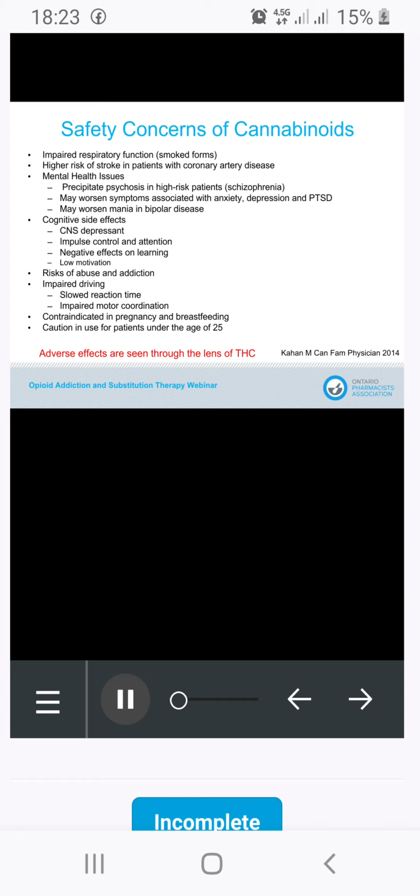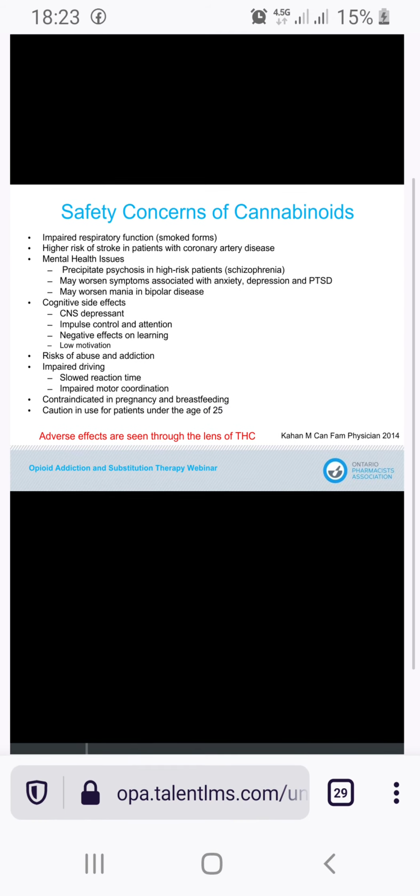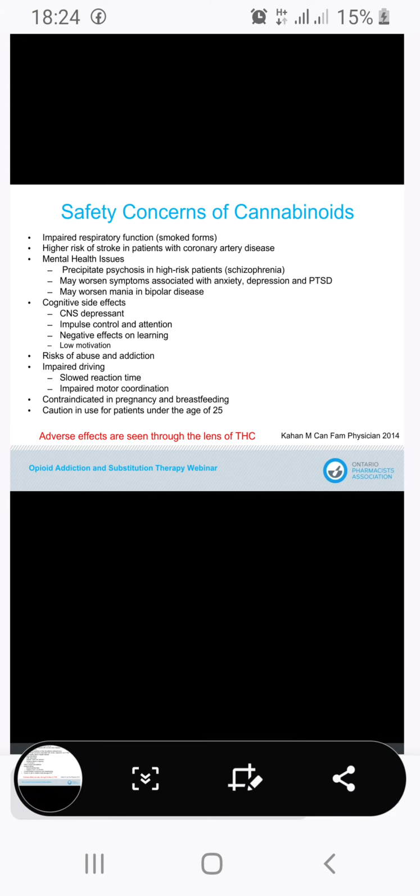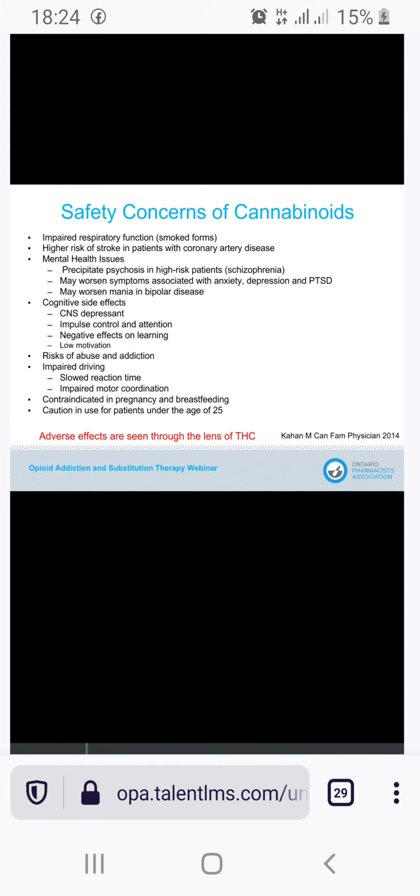The mental health perspective is also very concerning. So patients with high risk, meaning patients with lots of family history of schizophrenia or who have schizophrenia themselves, the use of cannabis can really precipitate psychosis. It can also worsen symptoms related to anxiety, depression, as well as PTSD symptoms. And in patients with bipolar disease, cannabis can worsen mania.